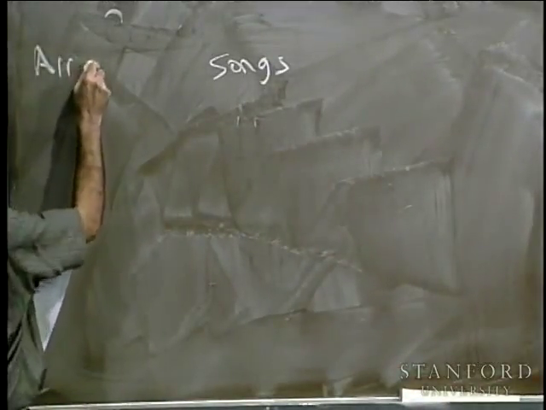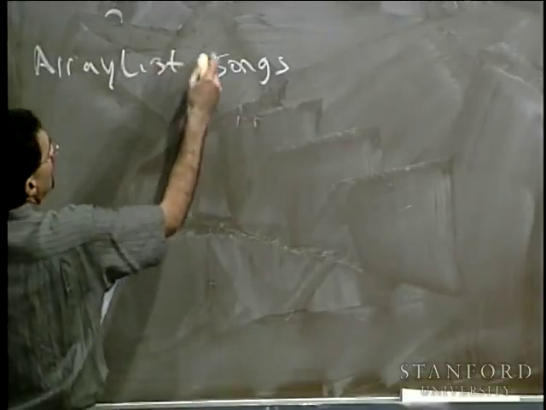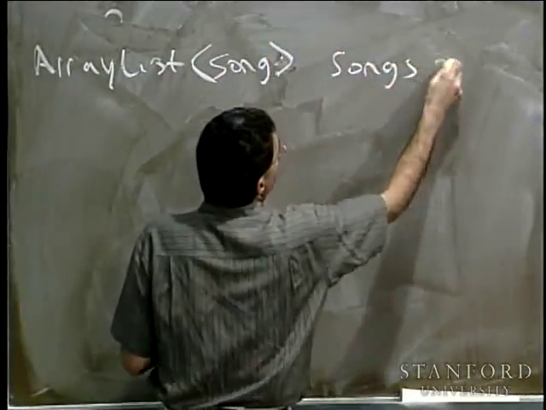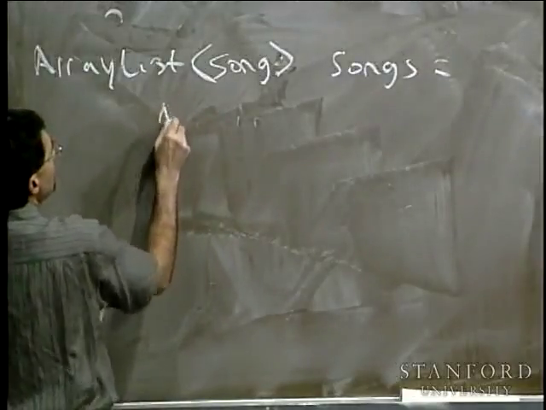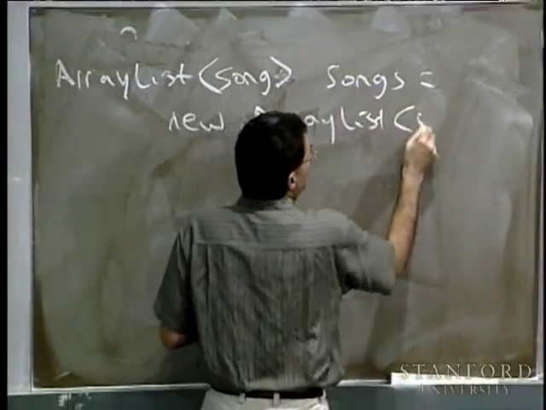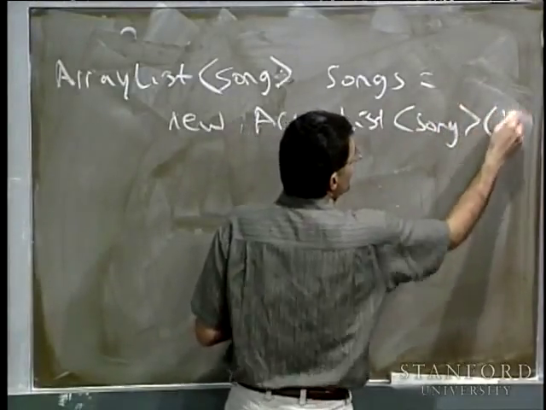So here we'd have an array list of type Song, and we'll just call this songs. That's all the songs in our database. Here we'd create a new array list of Song, and we call the constructor.